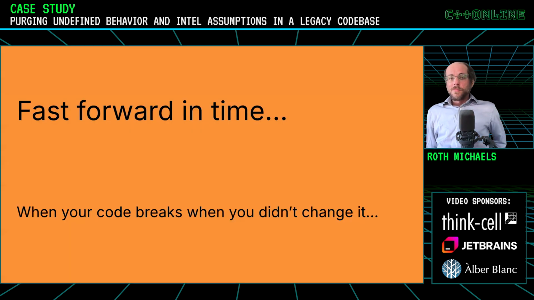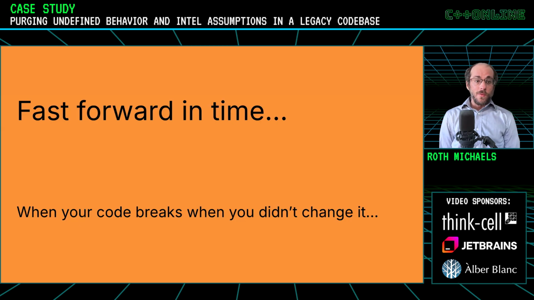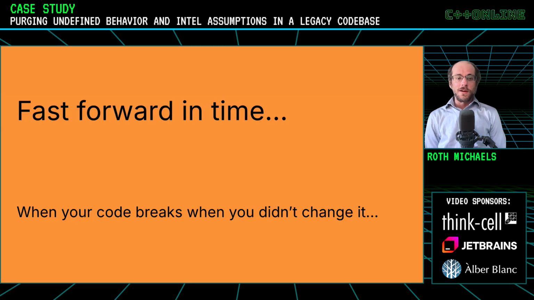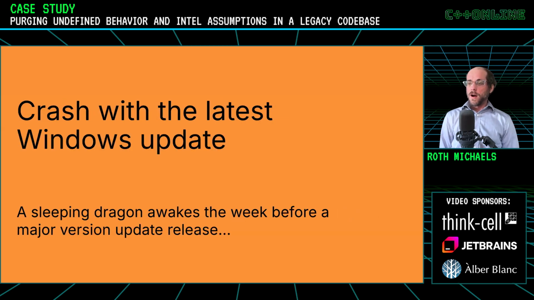So fast forward in time, we've been running clang-format and clang-tidy for our static analysis, as I said, and we're not using the runtime sanitizers yet. And we ran into a situation where your code breaks and you didn't change anything. So we were about to release a version of Ozone, our mastering software, and days before the release, there was a Windows update that came out, and then the software started crashing. The plugin started crashing on instantiation or launch 100% of the time on the latest Windows update.